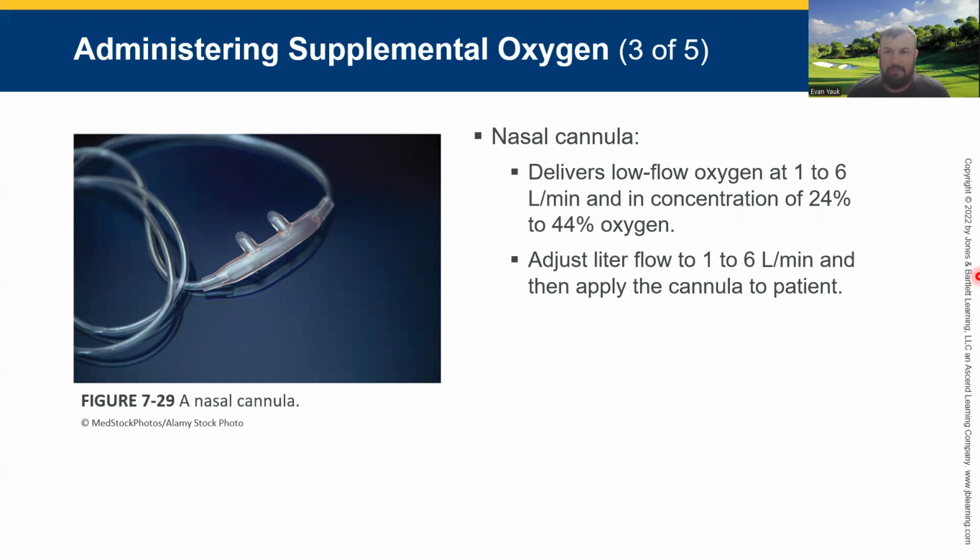We don't want to go above 6 liters per minute because that's a lot of air blowing in our nasal passage. If for some reason we are going to have this on them for an extended period of time, we would actually add a humidifier, which just moistens a little bit so we don't dry out those nasal cavities. Adjust the liter flow to 1 to 6 and then apply the cannula to the patient.